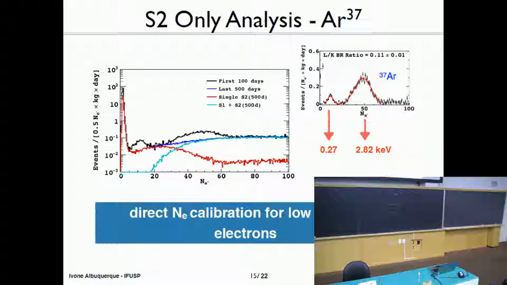You can see these two peaks here that correspond to argon-37 capturing an electron and later releasing it. These are the two different shells where this process happens, and they fall at the energies exactly where expected, both from modeling and from measurements that were done before. With this, we can calibrate the number of electrons versus energy.